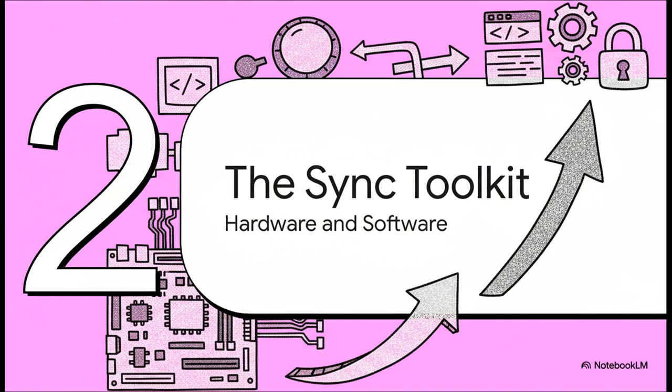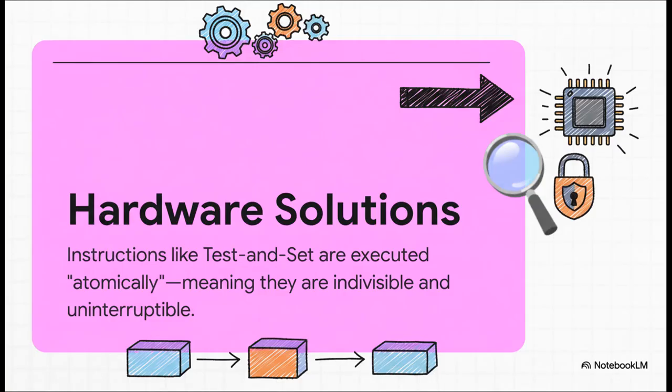Okay, so we've got the rules. Now, let's open up the toolkit that programmers actually use to enforce them. We're going to start way down at the foundation, with the hardware itself, and then build our way up to the smarter software tools. Way down at the very bottom, the CPU itself actually gives us a hand.